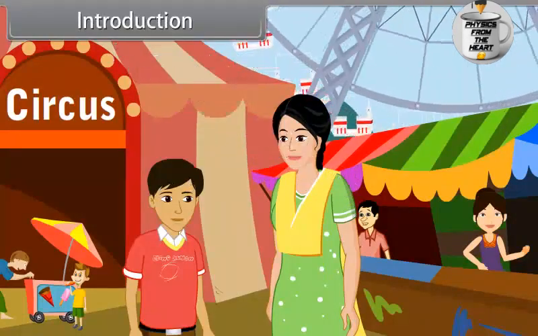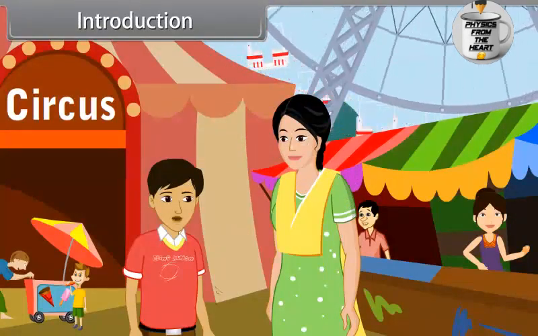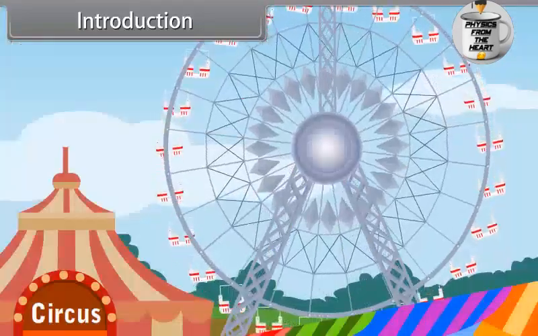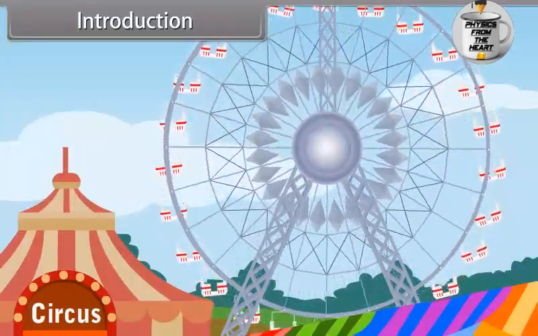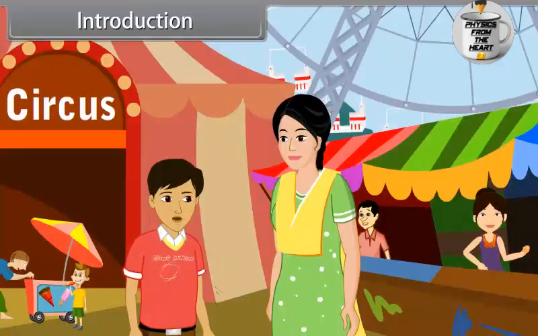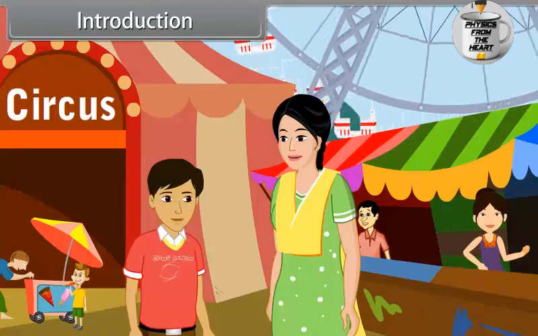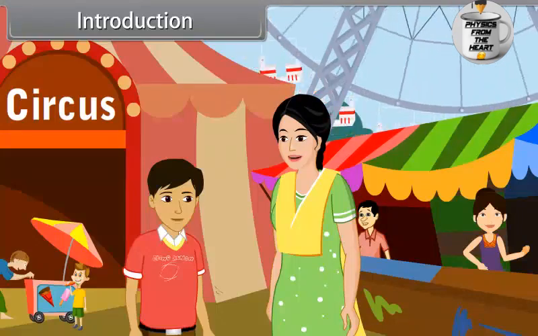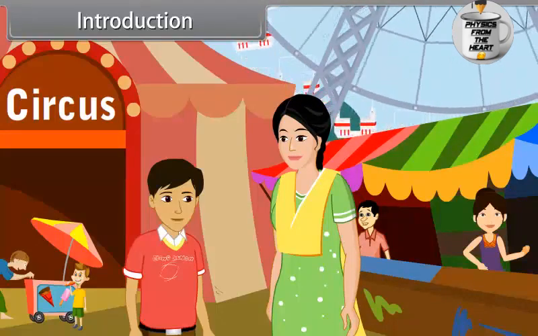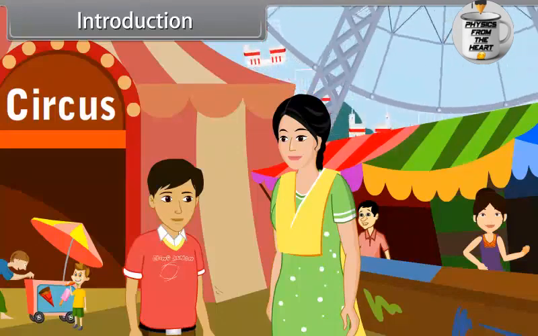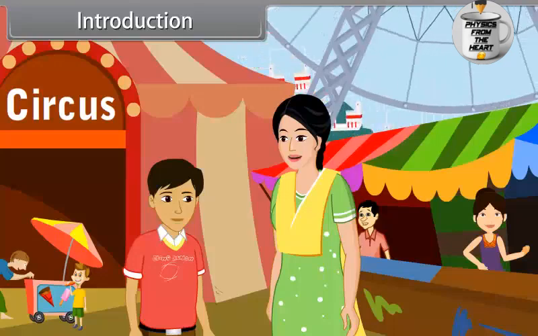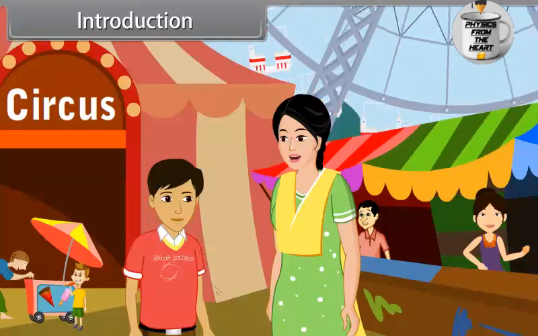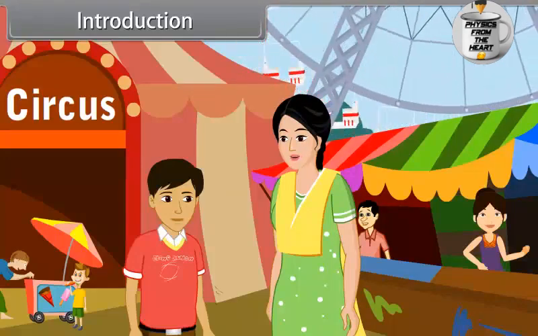Introduction. See, Mom, that giant wheel. That is moving. Yes, that giant wheel is in motion. What is motion, Mom? Motion is one of the key topics in physics. Everything in the universe moves. How? It might only be a small amount of movement and very, very slow, but movement does happen.